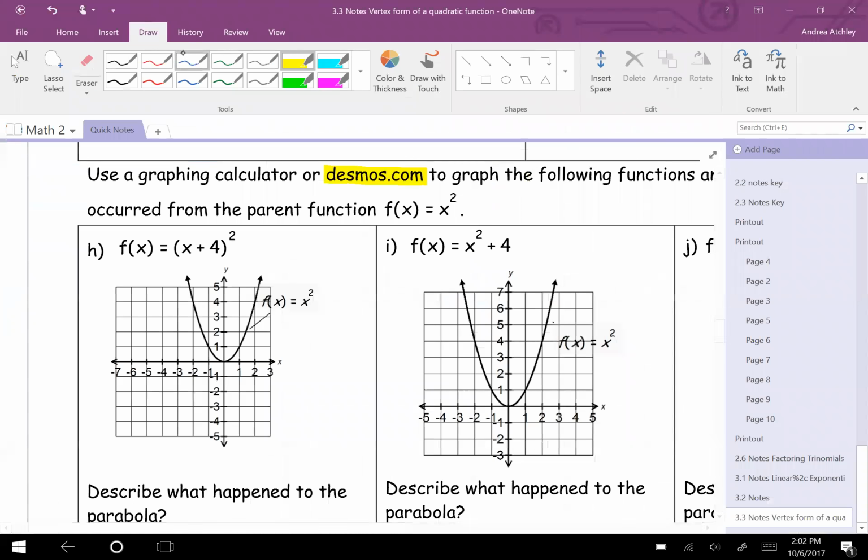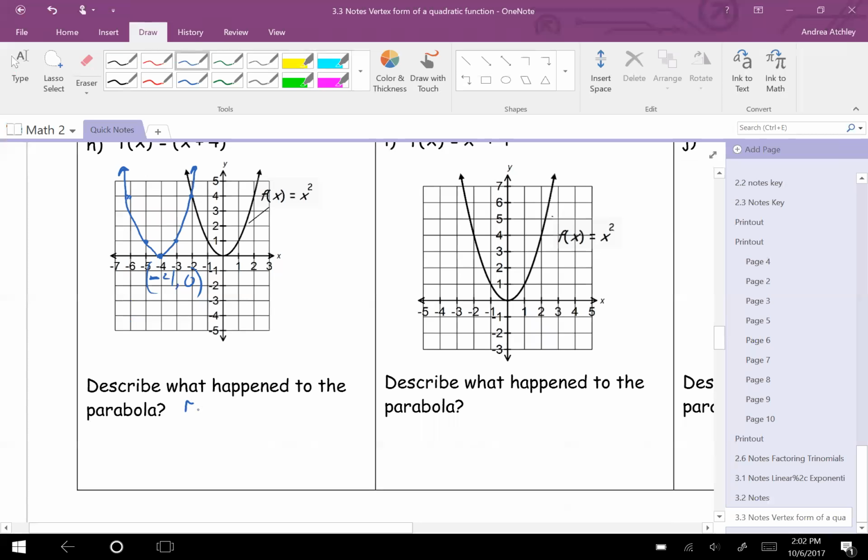So we're going to graph that. The width of it didn't change, just where the vertex was. So now instead of being at 0, 0, it's at -4, 0. And so what happened to it? It moved to the left 4.